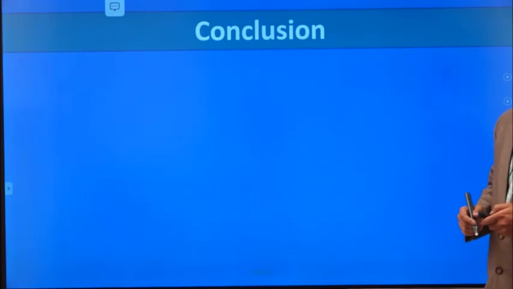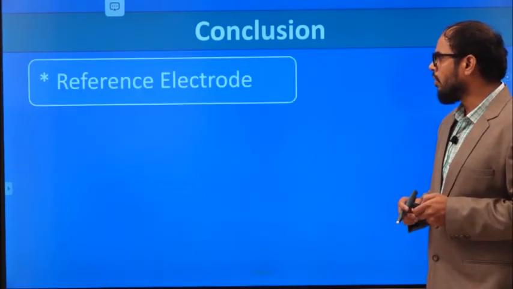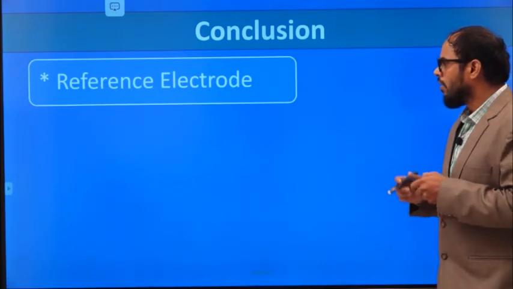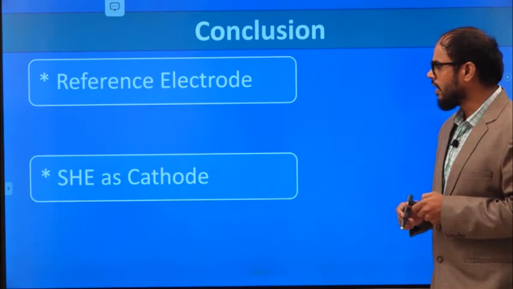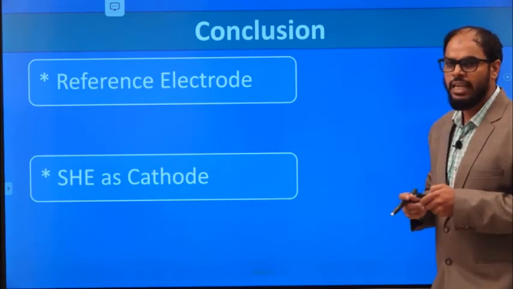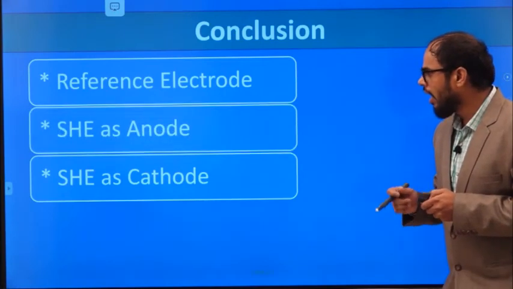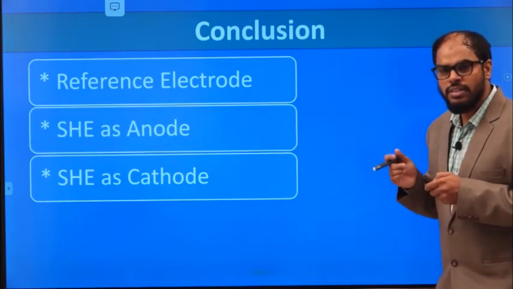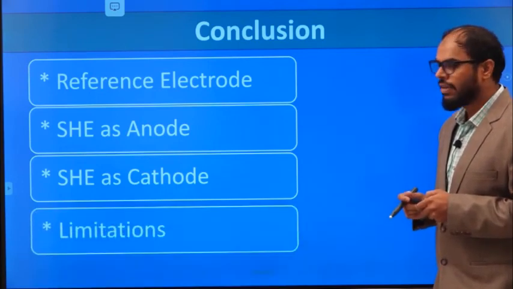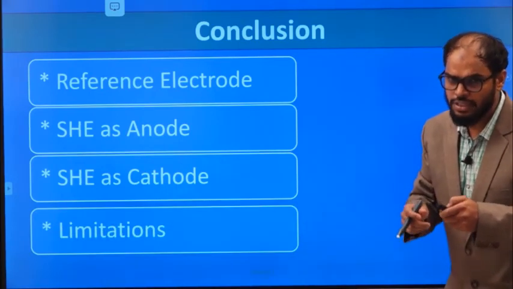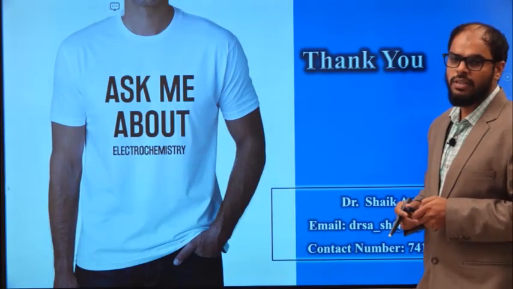We are at the end of the session, and we have concluded the following topics. We understood what this reference electrode is all about, how it acts as a cathode when it is connected to zinc, and how it acts as an anode when it is connected to the copper metallic strip. And at the end we have taken some of the limitations of the SHE electrode. So we have come to the end of this session.